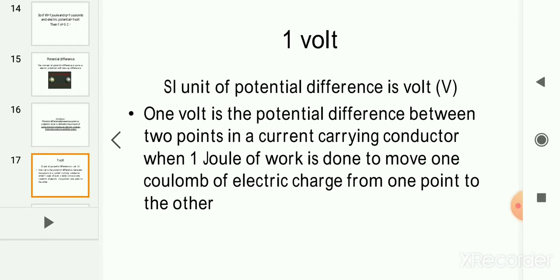So what is a volt? The SI unit of potential difference is the volt, we have learnt. 1 volt is the potential difference between 2 points in a current carrying conductor when 1 joule of work is done to move 1 coulomb of electric charge from one point to the other.